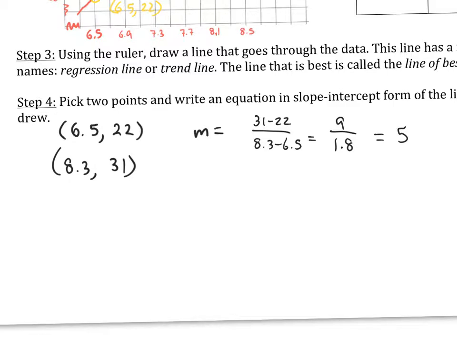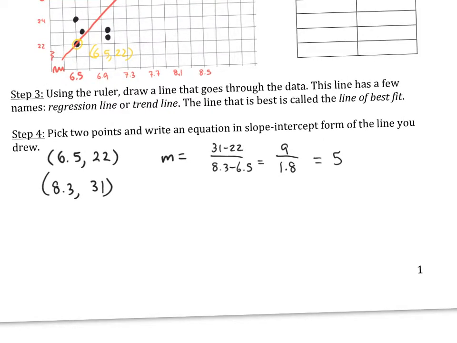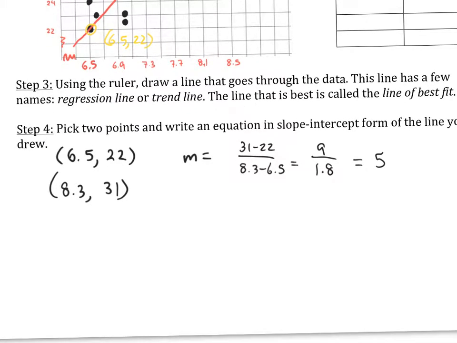By the way, slope means rate of change. So the question is, what's changing? And we'll unpack that in just a second. Okay, next up, we have to choose a point. Doesn't matter which point we choose. I'm going to use the smaller point there. All right, so again, y minus y1 equals m times parentheses x minus x1. So y minus 22 is equal to 5 times x minus 6.5.